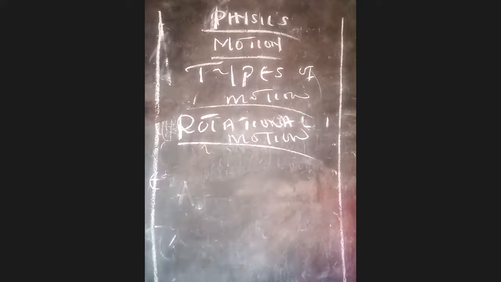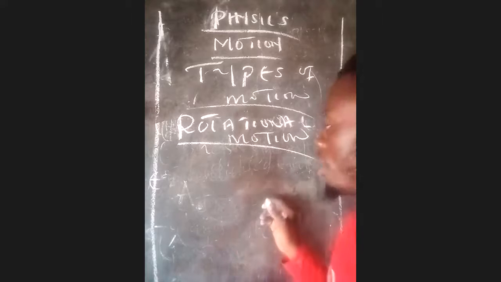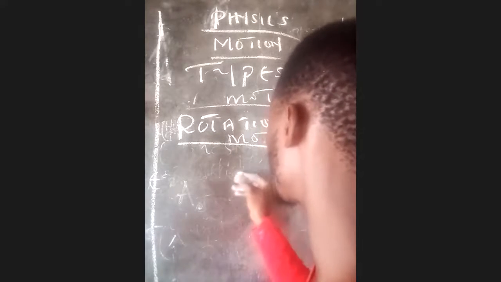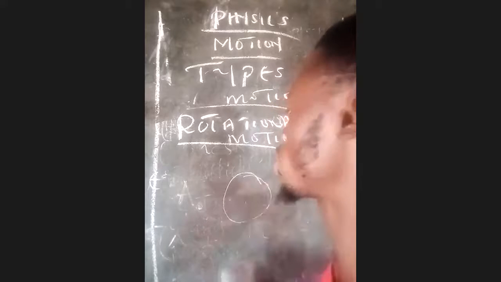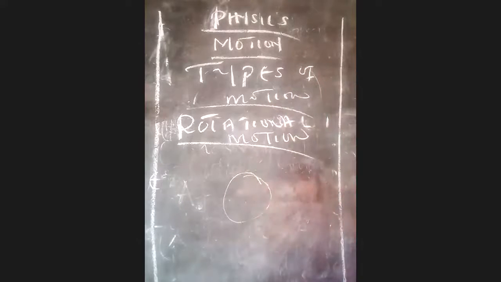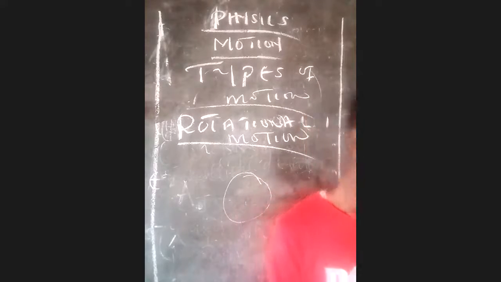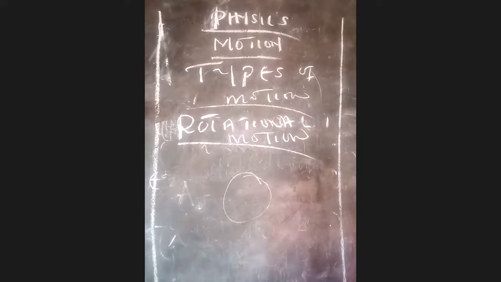So what is rotational motion? Rotational motion is the movement of a body in a rotational manner about its axis. That is rotational motion: a movement of a body in a rotational manner about its axis.